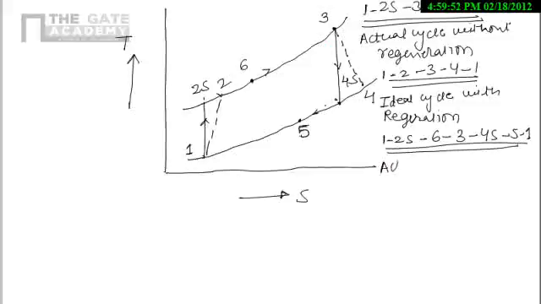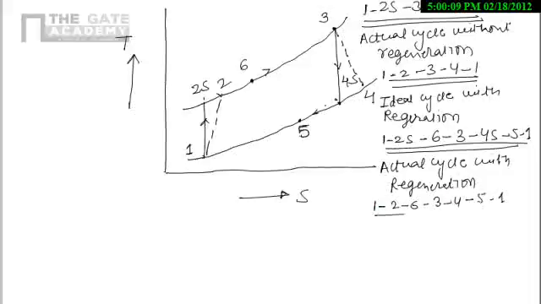Similarly, we can write down actual cycle with regeneration. So now the cycle will be 1, 2, 6, 3, 4, 5, 1. That is actual cycle with regeneration. So now I will say it is clear, the representation of ideal and actual cycle with and without regeneration.